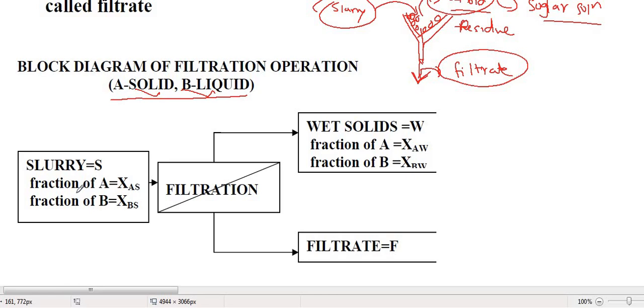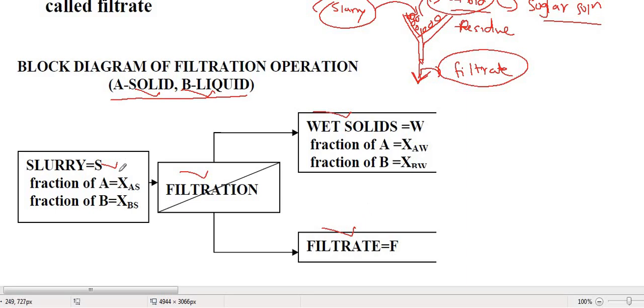While there will be liquid in the filtrate. Okay. So here we have this filtration operation. Only one input, that slurry is the input to this particular operation, and there are two outputs. First output is wet solid, second output is filtrate.